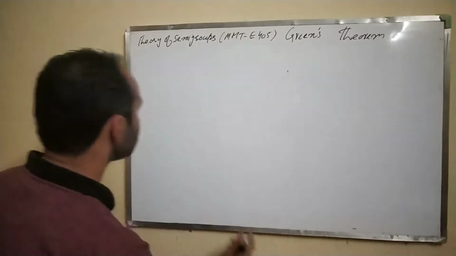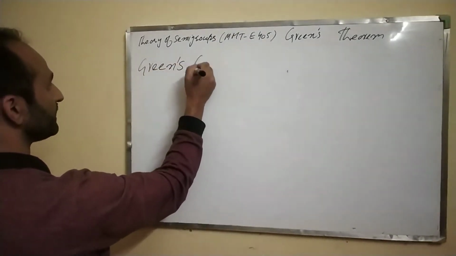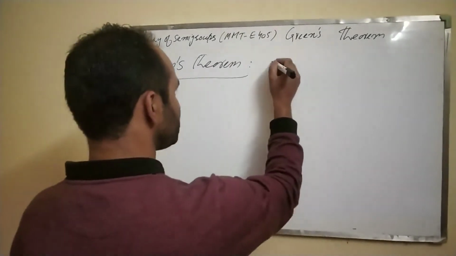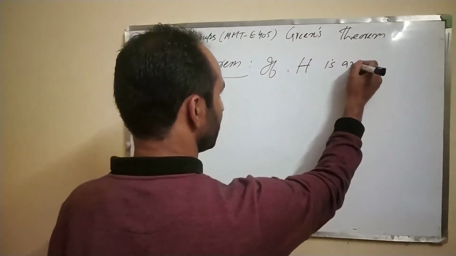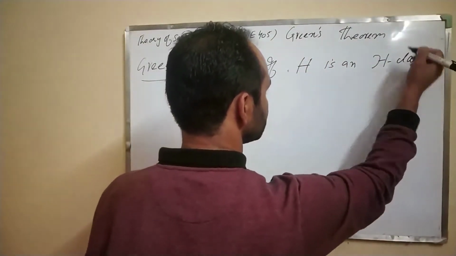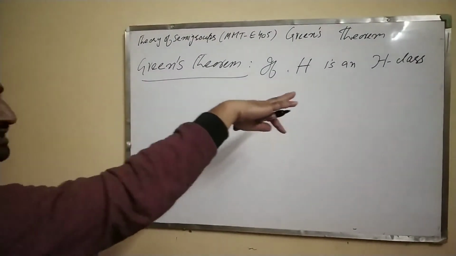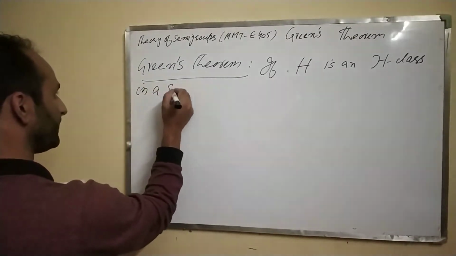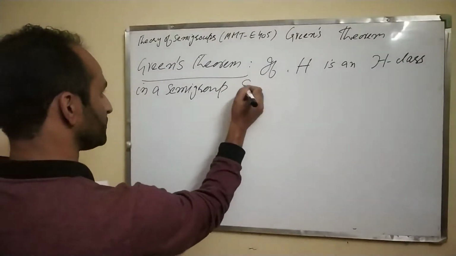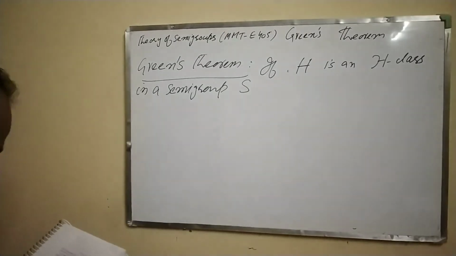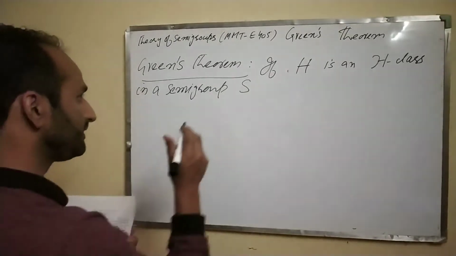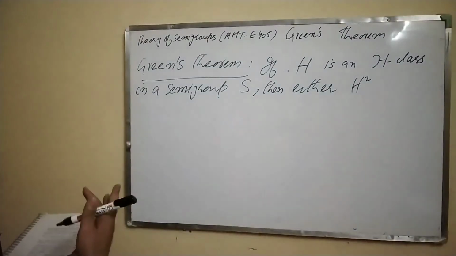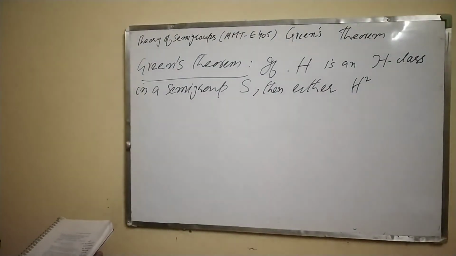Green's theorem. So the statement is, if H is an H class, so it is an equivalence class with respect to the equivalence relation H, an H class in a semigroup S, then either H square, meaning H into H, the elements of H square are the products of elements of H with itself.